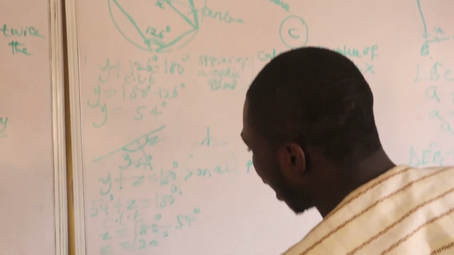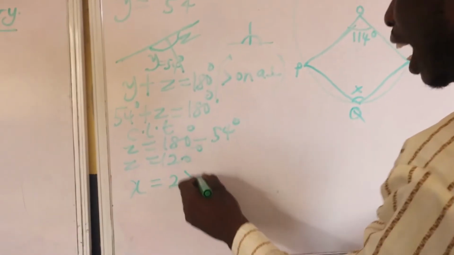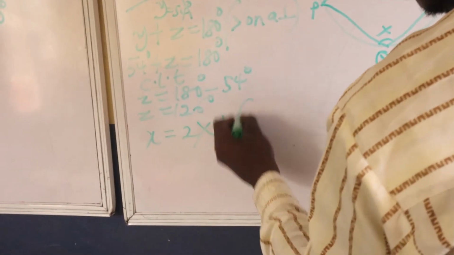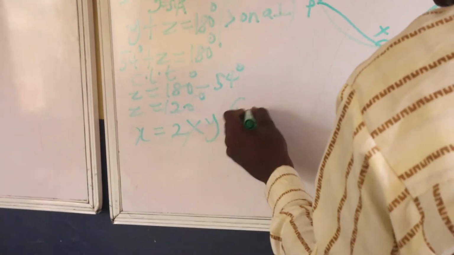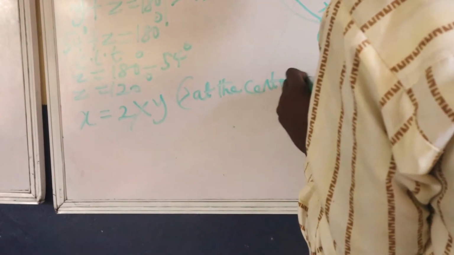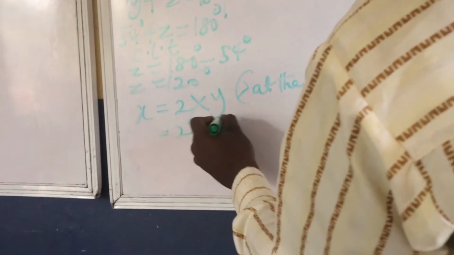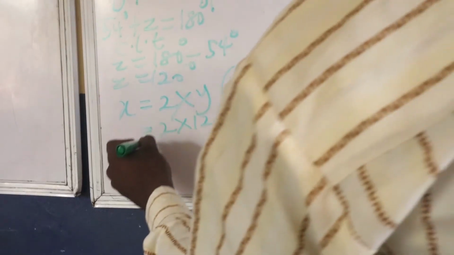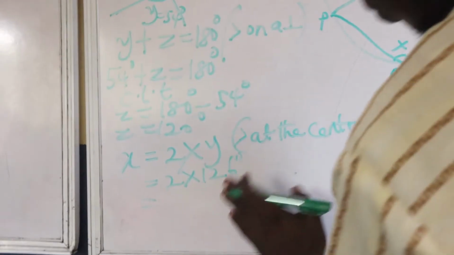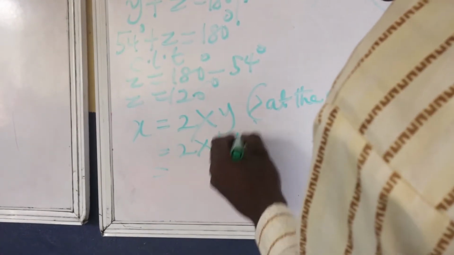So to get x now, you tell them x is 2 times y. Why is x 2 times y? Angle at the center equals 2 times angle at the circumference. So now you have y as, sorry, we have our y to be 54 degrees.